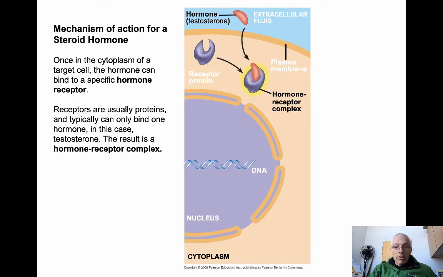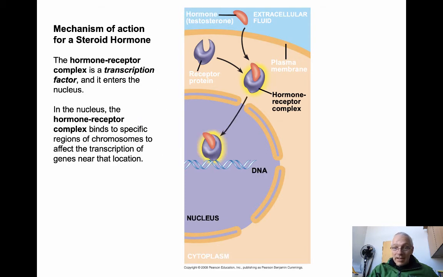So our hormone has gotten past the cell membrane, and inside the cell there is a receptor protein for testosterone. And that receptor has a binding site that's very specific for this hormone. So testosterone gets into the cell, it bumps into this protein, and the hormone and the protein bind to one another and become a hormone receptor complex. That hormone receptor complex has the ability to get into the nucleus, and it has become a transcription factor.